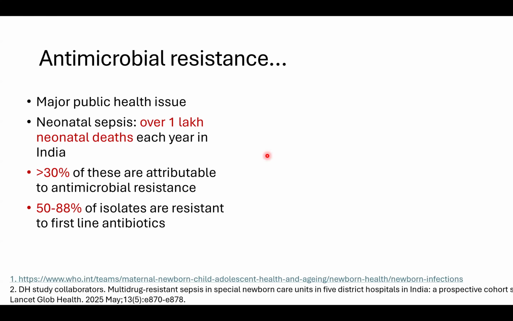So to reiterate, from a NICU perspective, roughly 1 to 1.5 lakh neonatal deaths occur each year in India alone from neonatal sepsis. And it is now thought that more than 30% of it is attributable to antimicrobial resistance. What this means is that if the microbe resistance were not there, many of these sepsis cases could have been preventable. And for the first line antibiotics that we traditionally used, which is ampicillin and gentamicin, as recommended, 50 to 88% of bacterial isolates are now resistant to it.